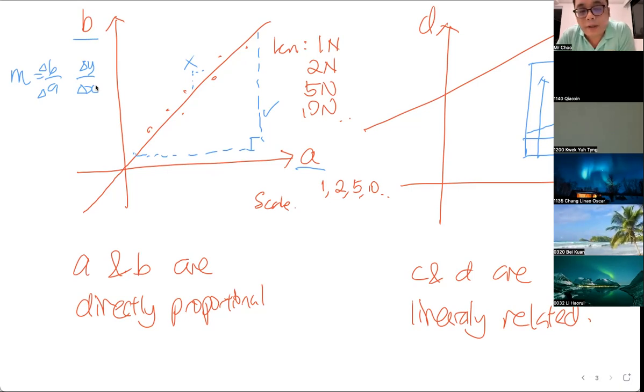Because when we do experiments in physics, it's just like you're a scientist. You do experiments because you want to verify a certain hypothesis, a certain theory. So you do not know a theory. That's why you do experiments to find a pattern. And from the pattern, you can conclude whether it fits the theory or not. That's the main purpose of a physics experiment.